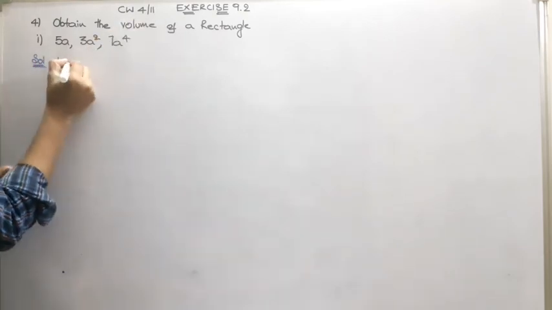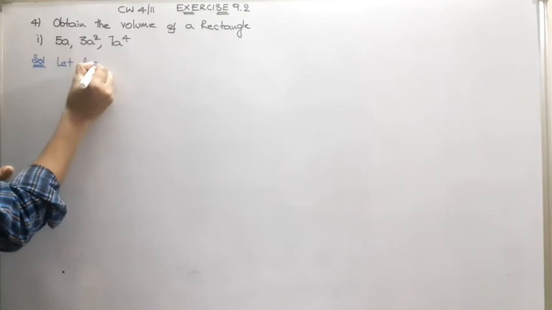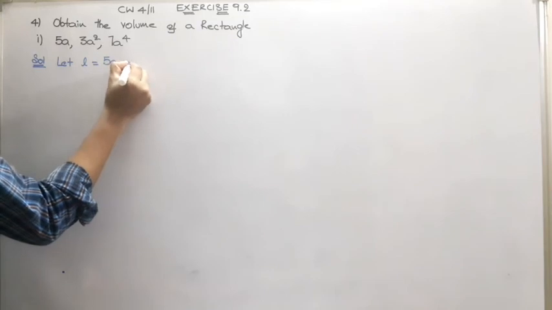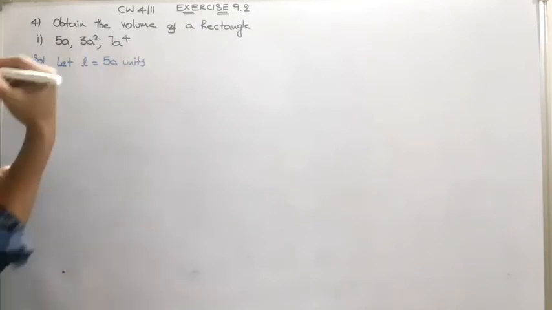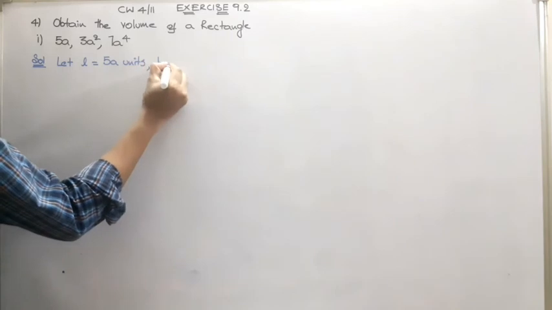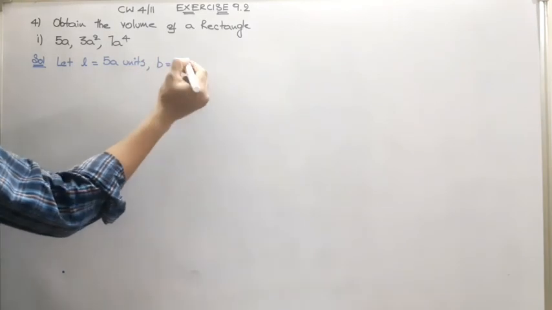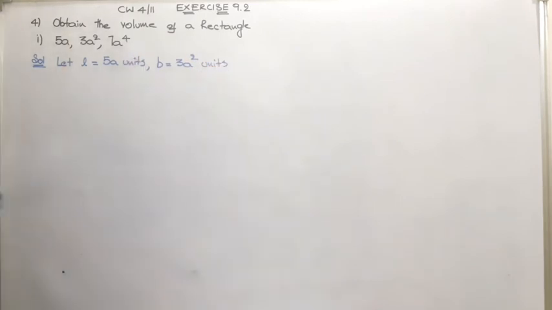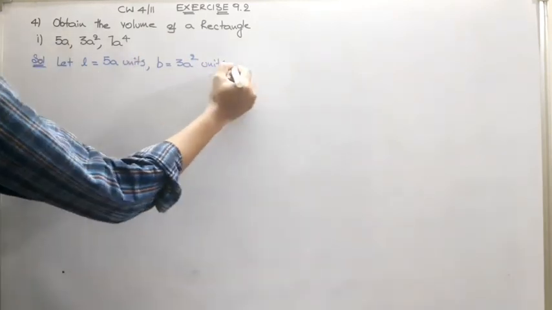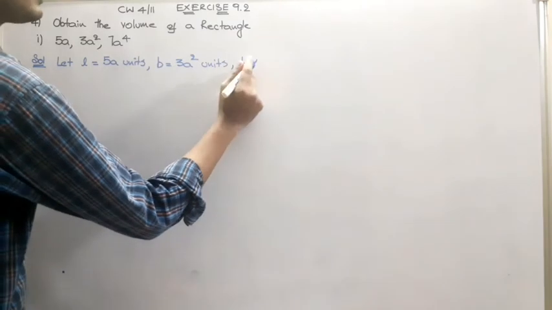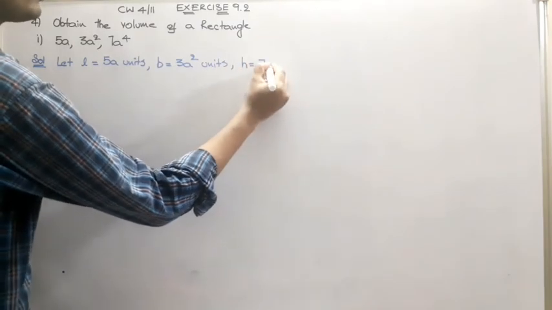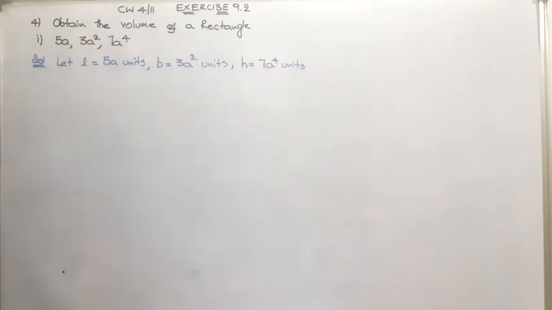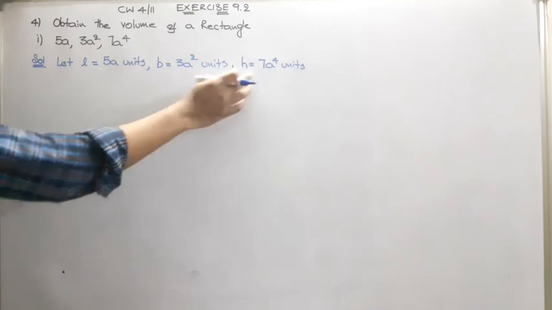So just like there, let L is equal to, L indicates length, 5A, as they didn't specify units, directly write units. And breadth is equal to 3A square units. And height h is equal to 7A power 4 units. Now we have length, breadth and height.